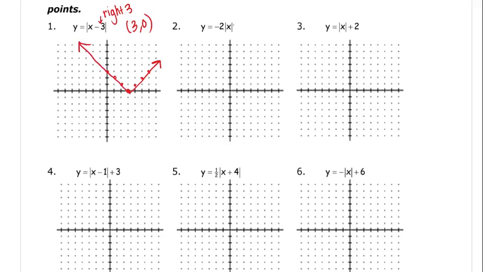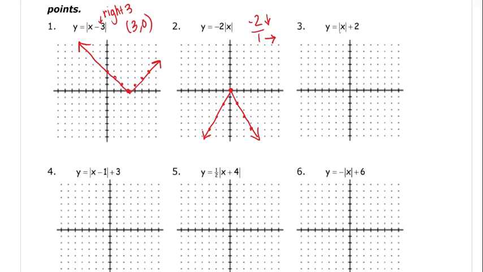Number 2, nothing added on the inside, nothing added or subtracted on the outside. That's starting at the origin. But now that negative 2, it's kind of like our slope. We can say negative 2 over 1. So that's saying down 2, 1 right. So from the origin, down 2, 1 right. I could also go down 2, 1 left to get the other side. Notice it's a little bit skinnier than our typical V shape, but still a V shape.